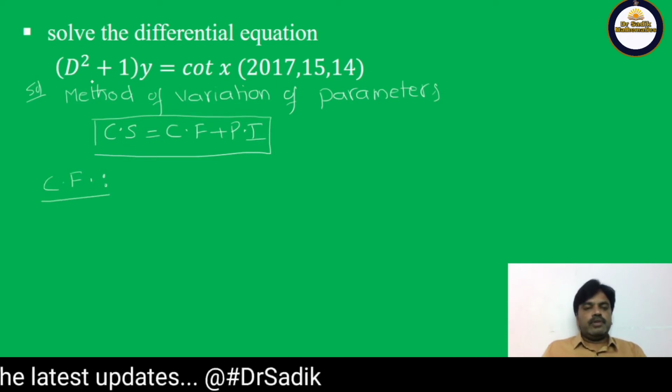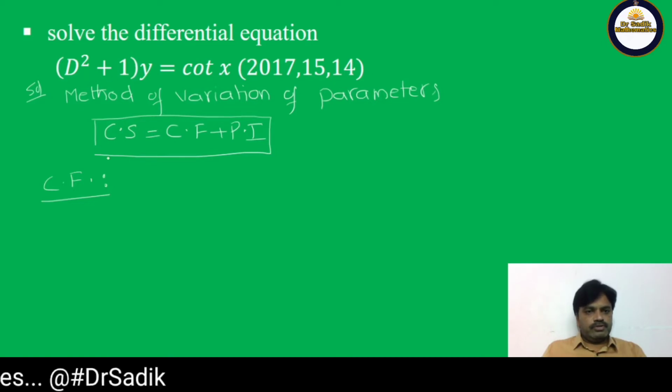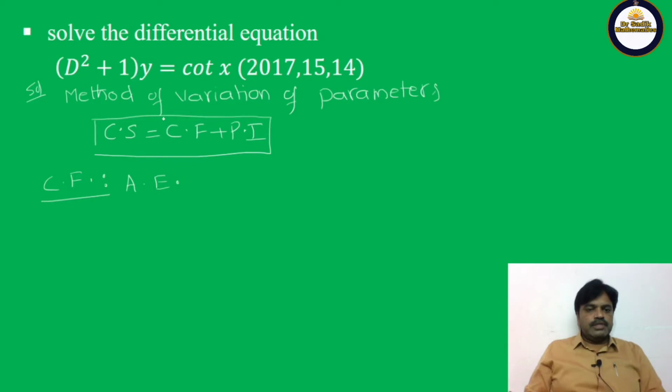The given problem is already in symbolic form friends, so I write the auxiliary equation. Y coefficient is equal to 0, so we get D square plus 1 is equal to 0. Simply we get D is equal to plus or minus i. How? D square is equal to minus 1, which means i square. So D is equal to plus or minus i.